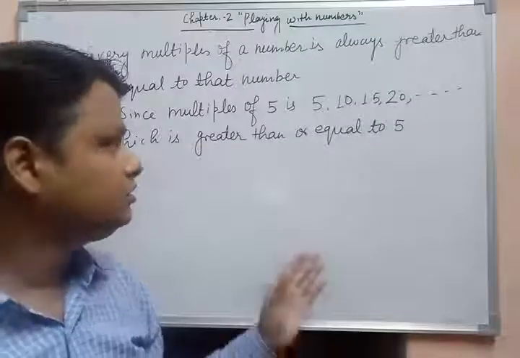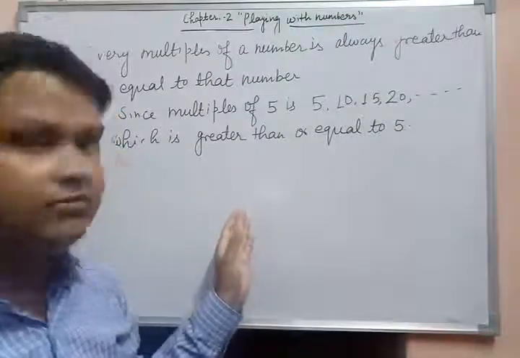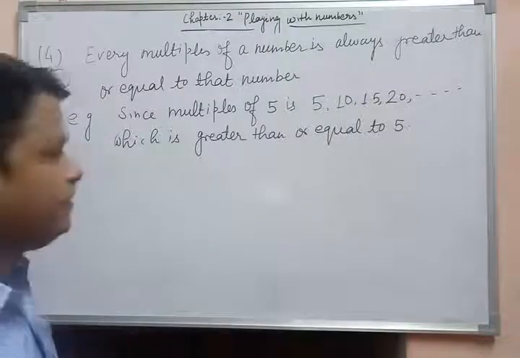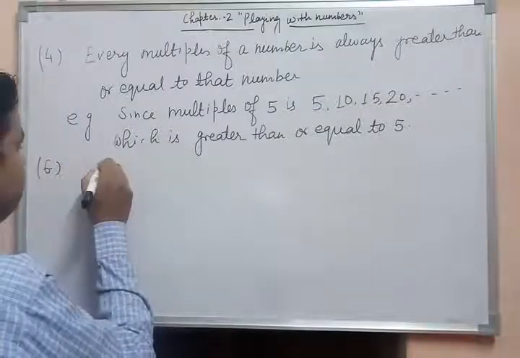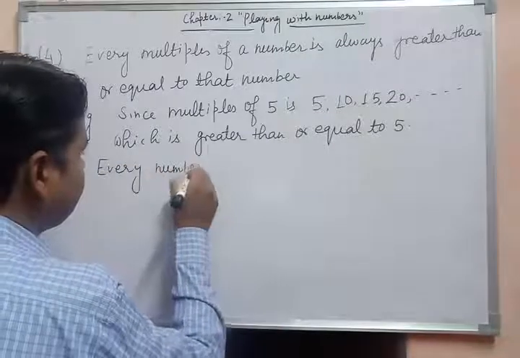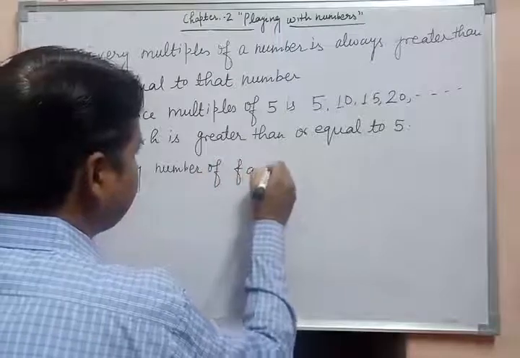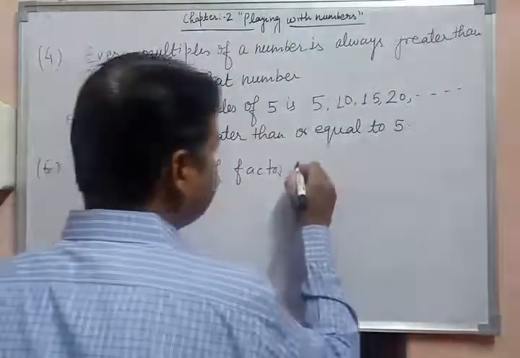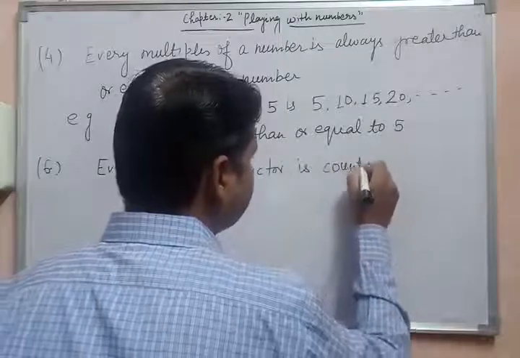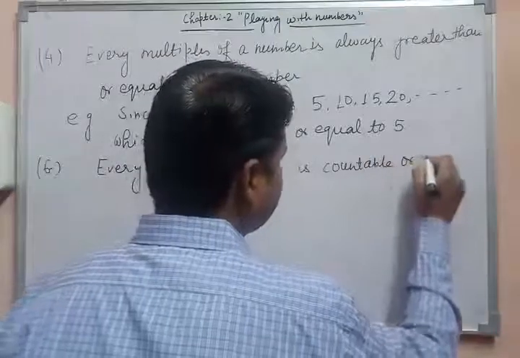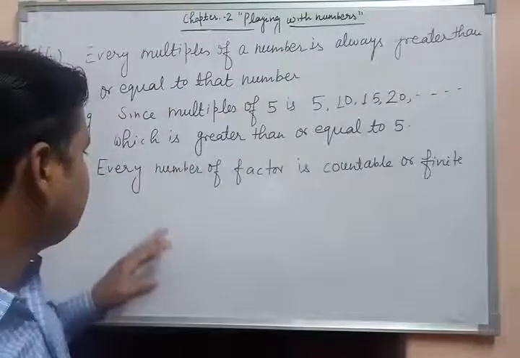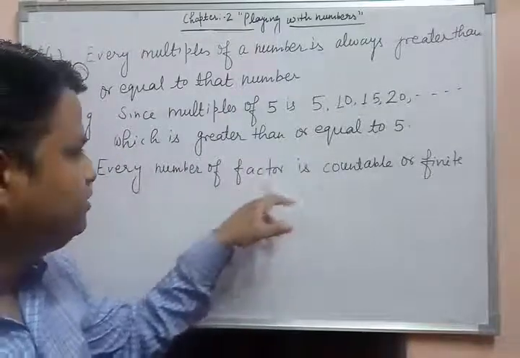So students, this is fact number 4. Now moving to our next fact. The next fact says that every number's factors are countable or finite. So this fact is saying that the factors of every number are countable or finite.